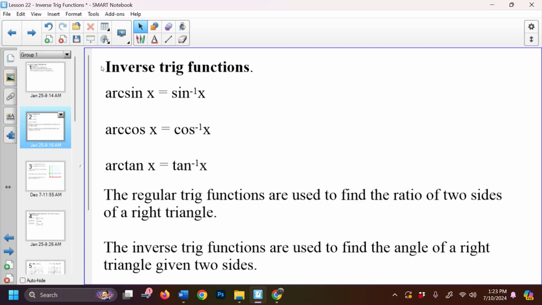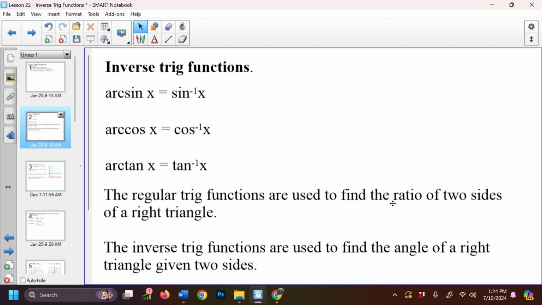Let's get started. Okay, let's start with some definitions, and we're just going to define inverse functions. If you see on a test either arc sine x or sine inverse x, that is referring to the inverse of the sine function. Same thing with arc cosine and cosine inverse x, and arc tangent and tangent inverse x.